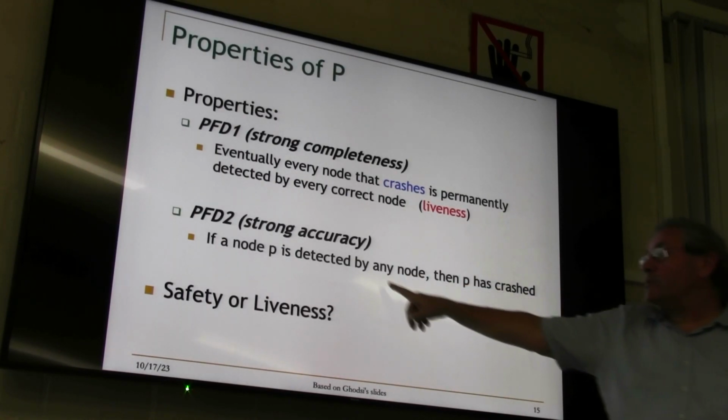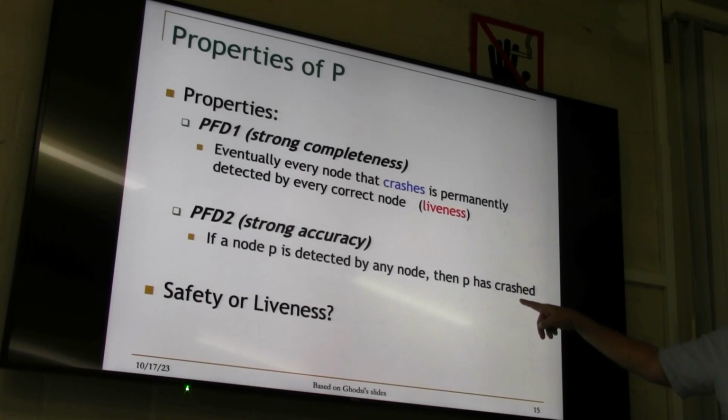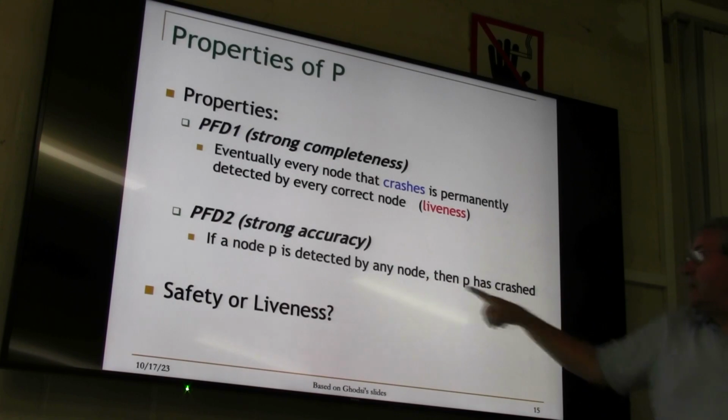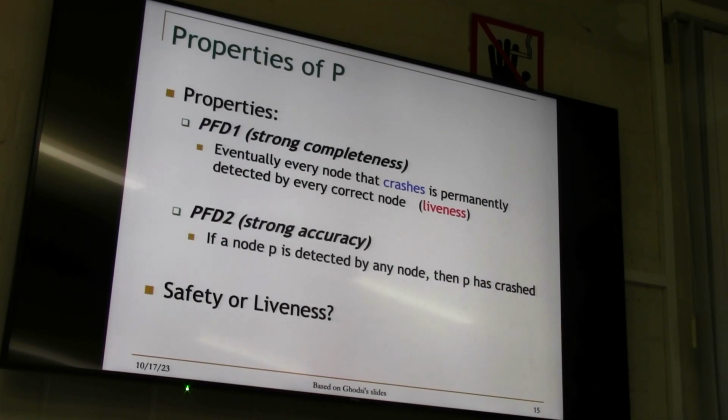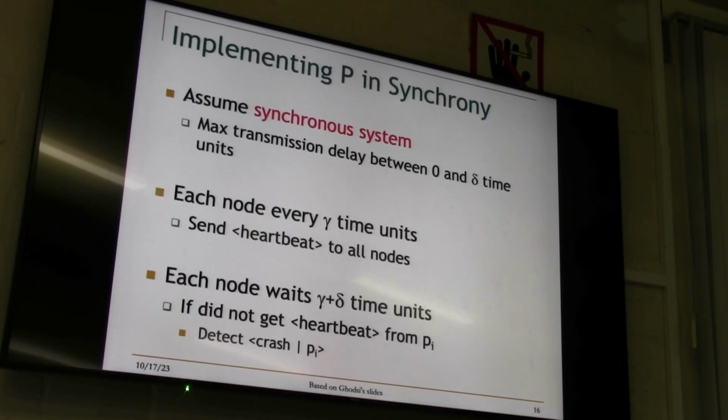I tell me P1 has crashed, but it has not really crashed, but it's broken, huh? So if I make a mistake here, then I've broken it. So this is safety, yeah? I break the system, okay? So it's very easy to implement in a synchronous system. So let me show you a kind of pseudocode for that first.